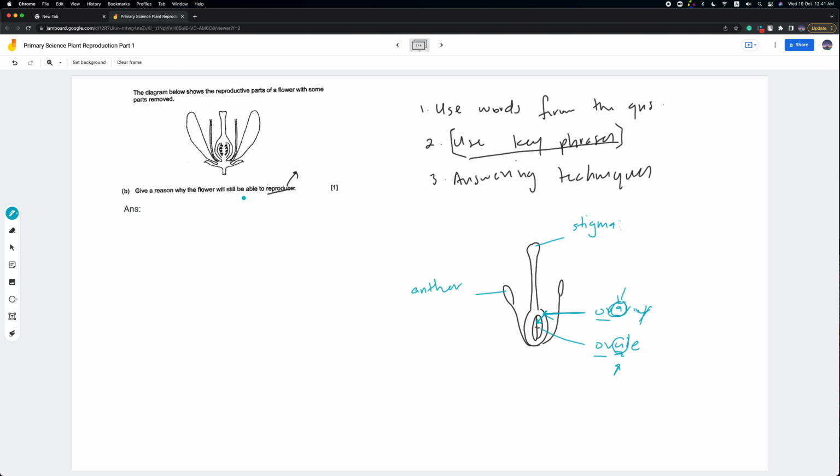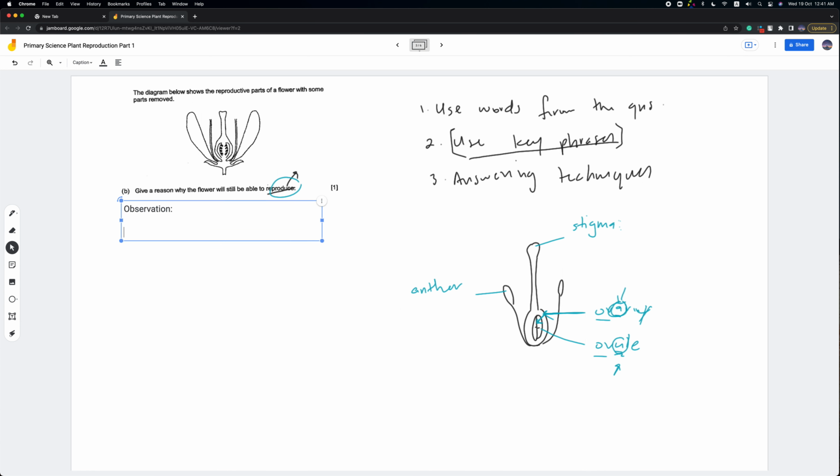Give a reason why the flower will still be able to reproduce. Now, they're quite kind. They did not ask whether the flower can or cannot reproduce. So they've already given you a clue that it can reproduce. I will approach this in explain style, because it's not unusual that they ask you to explain. So it's also good practice for explain questions. I will always try to break it down so that you can understand the different parts.